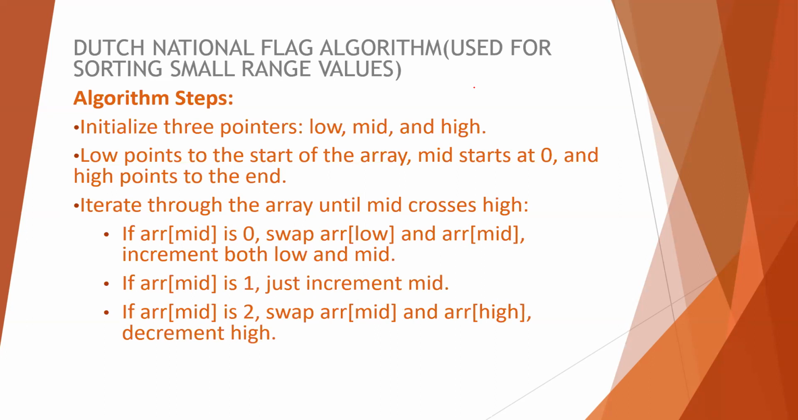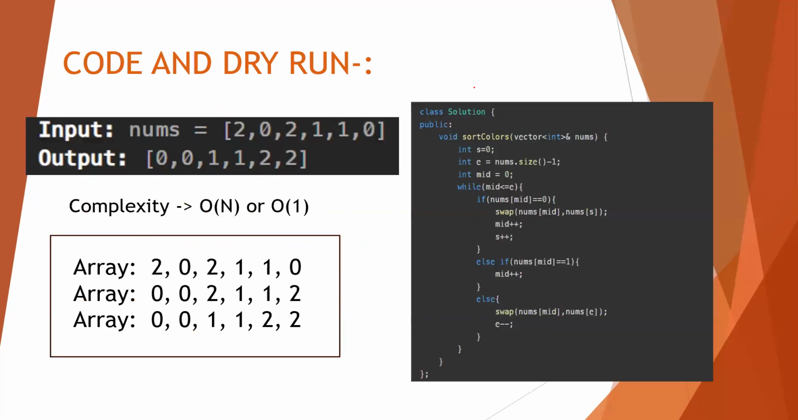You can think of it like a case. Okay, so suppose if ARR of high is 0 and we swapped ARR of mid and ARR of high, and if we also incremented mid, that will be wrong, right? Because the 0 has to be swapped with low index, ARR of low. So yeah, guys, let's see the code or the dry run.